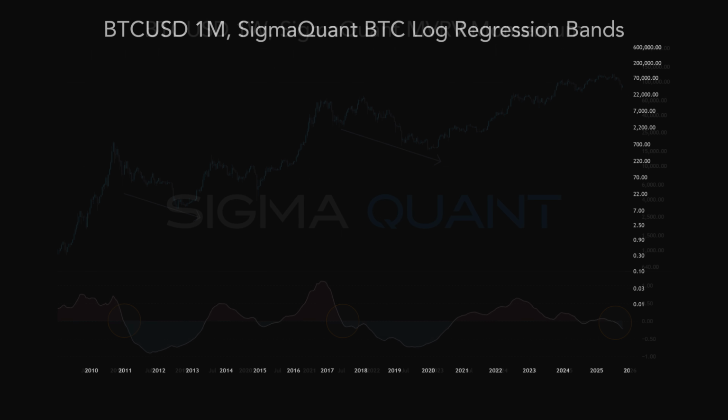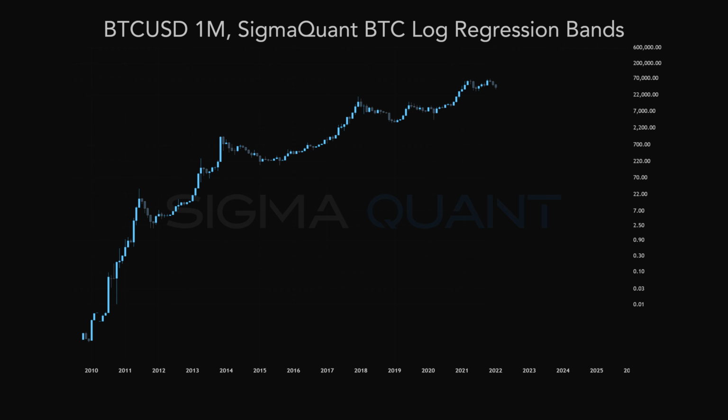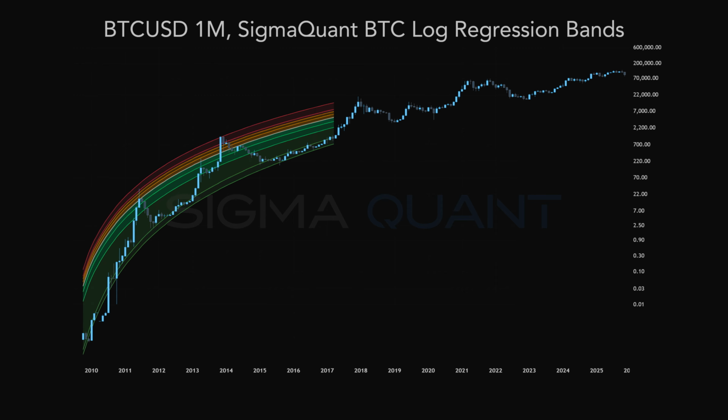Next, we look at logarithmic regression bands. Bitcoin grows exponentially over long horizons, not linearly. Linear models break. Logarithmic models don't. These regression bands map Bitcoin's historical growth curve, creating long-term equilibrium channels that price tends to oscillate within.